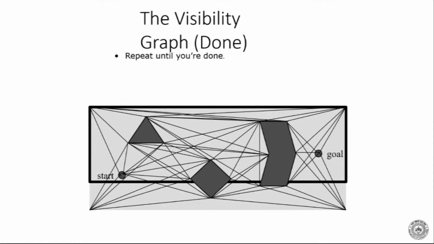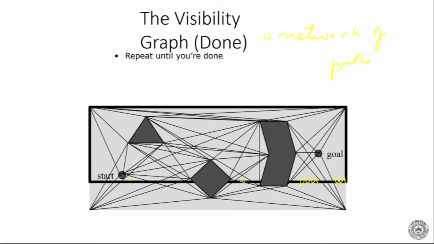Finally what we get is this. Please ignore this line, this line is not there. So the visibility graph is complete now. This is showing you a complete network of paths.